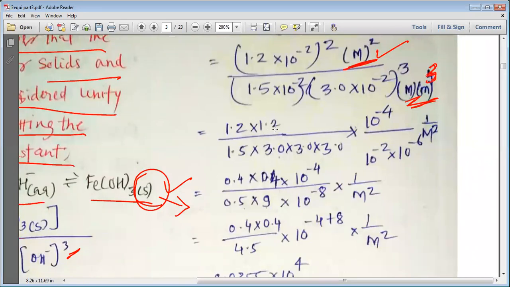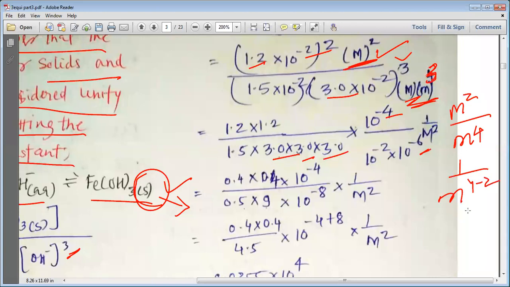So you can write 1.2 into 1.2 and minus 2 into minus 2, that is minus 4. 1.5 into 3.0, it is power 3, so we'll write it 3 times, 3.0, 3.0, 3.0, and minus 2 to the power 3, that is minus 6. So now we have upper side minus 4. Here it is minus 6. And on the upper side we have mole to the power 2. Here total 3 plus 1, that gives us the power 4, and that is why by dividing mole to the power 2 by mole to the power 4 will give us 1 upon mole to the power 4 minus 2, that is 1 upon mole to the power 2.